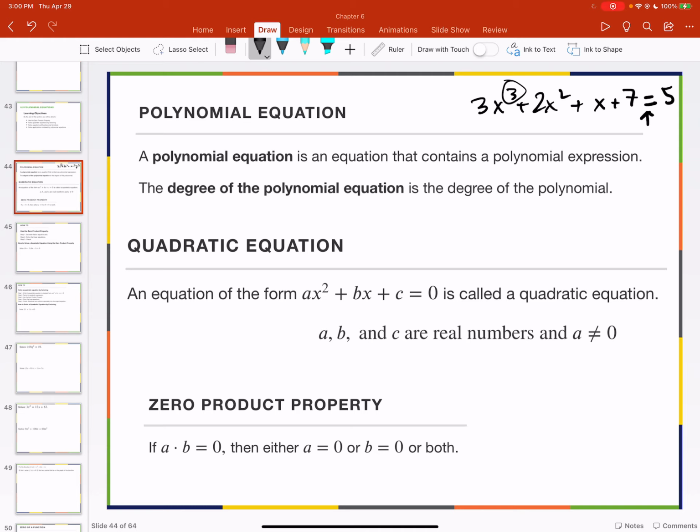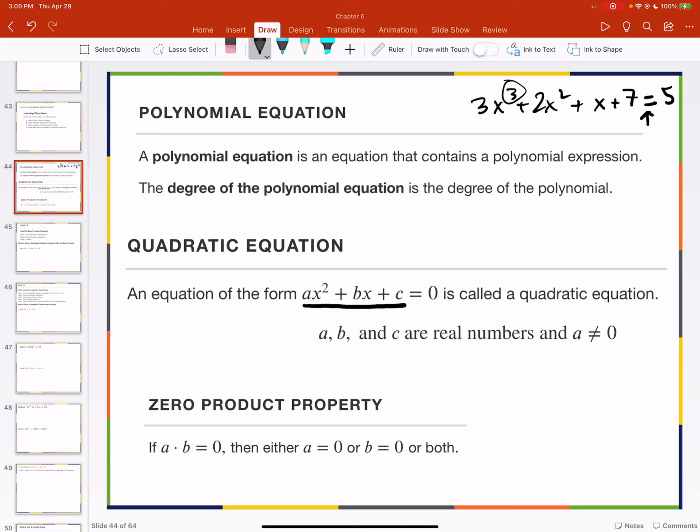In particular, we're going to focus on quadratic equations. So a quadratic equation has this form ax squared plus bx plus c, where the coefficients are real numbers, and of course the first one, a, cannot be 0 because it has to have a square term.